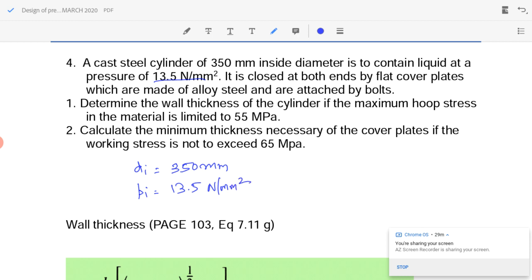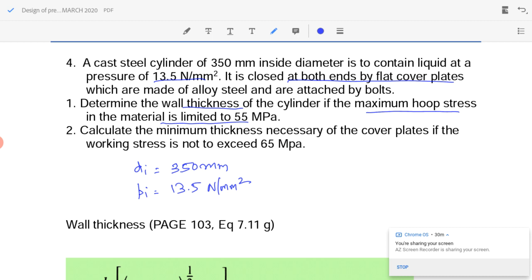It is closed at both ends by flat cover plates made of alloy steel and attached by bolts. Determine the wall thickness of the cylinder if the maximum hoop stress on the material is limited to 55 megapascal. So hoop stress sigma T is given as 55 megapascal. Internal pressure is also given. Find the wall thickness.